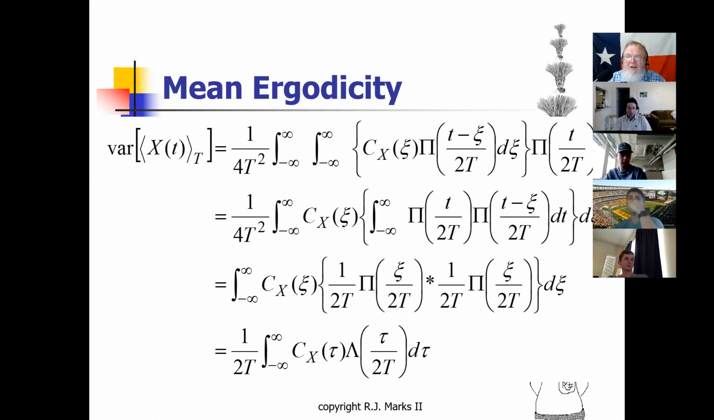It takes a little while, but we get this result. But we get down here, and it turns out if we make that variable substitution, we get the autocovariance function times this, and it's a convolution. It's a convolution between 2 rectangle functions.